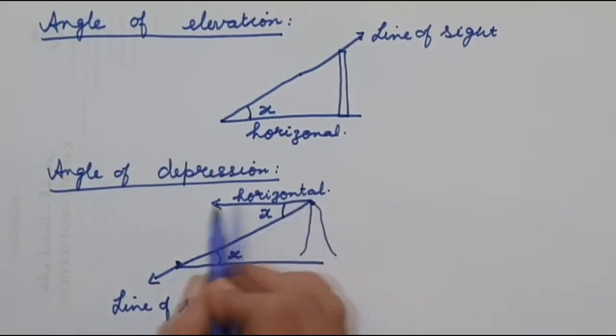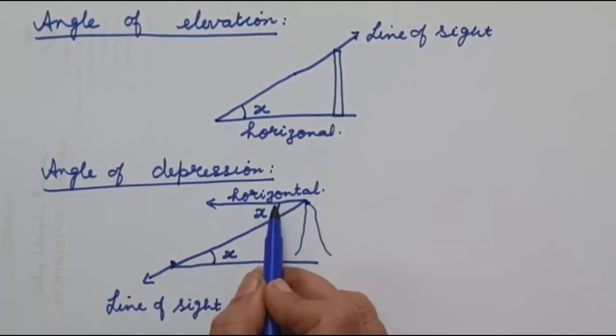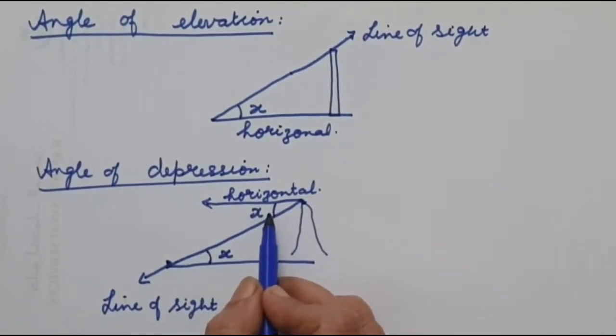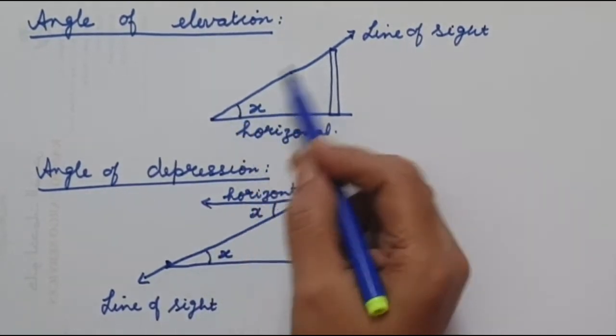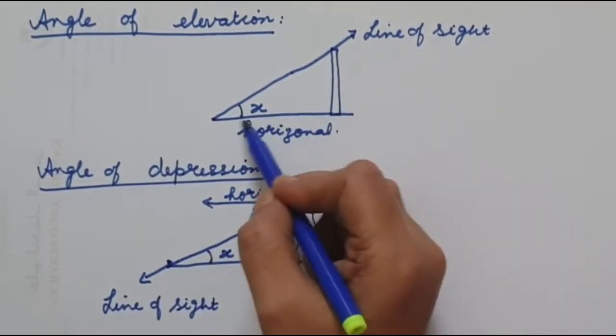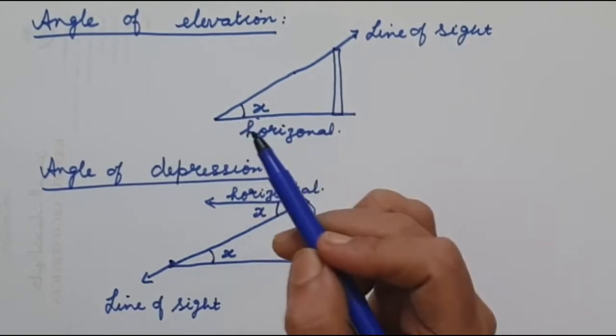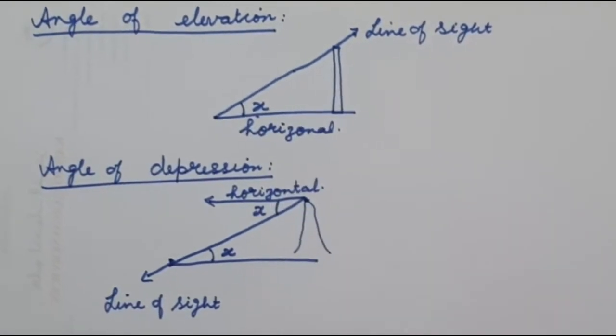So this angle from the horizontal to the line of sight, when we look down, it is called angle of depression. When we look up from the horizontal to the line of sight, it is called as the angle of elevation. This will be angle of depression.